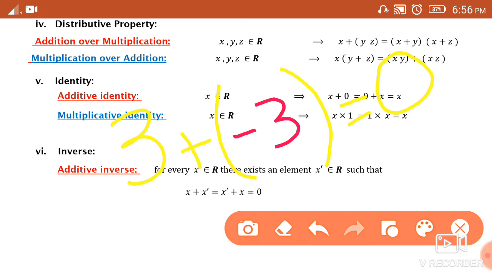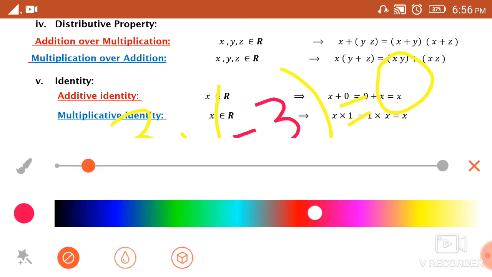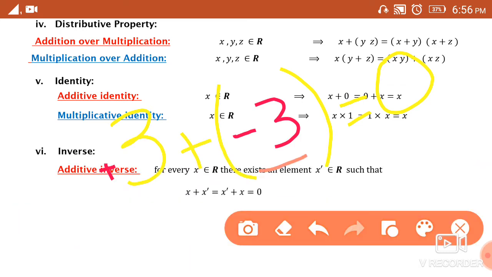It means to find the additive inverse of 3, we have just reversed its sign. Here the sign of 3 is plus, so its additive inverse is minus 3. To find the additive inverse of any number, we just reverse the sign. If you have to find the additive inverse of minus 3, then the additive inverse will be plus 3. Only the sign of the number will be changed and the value will remain the same.